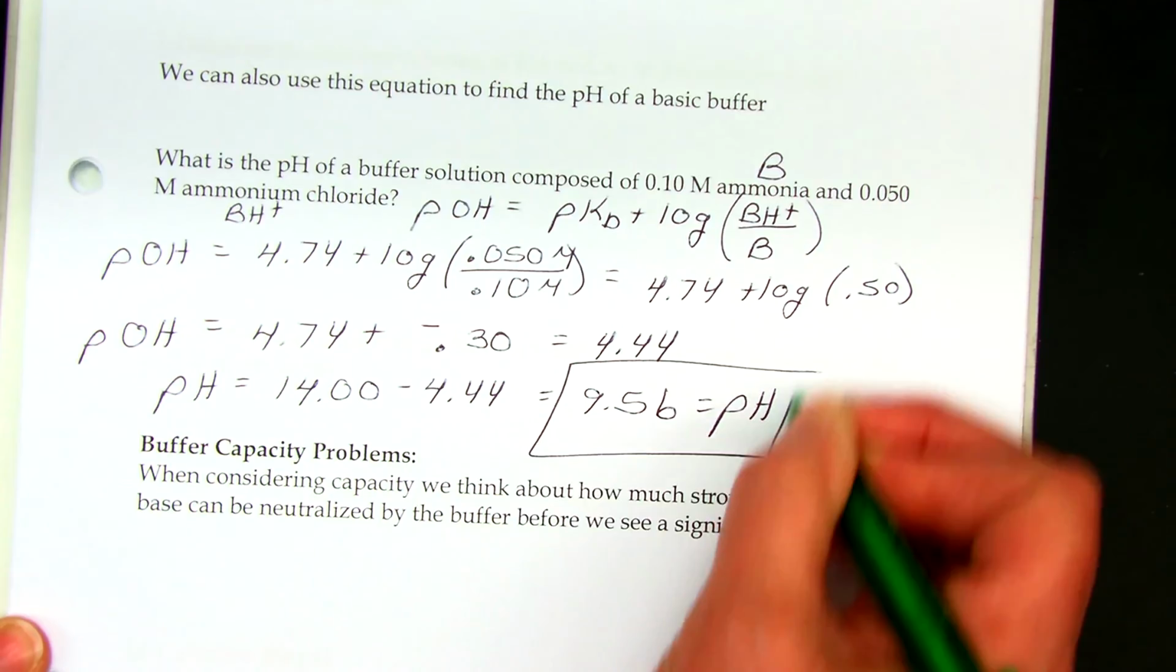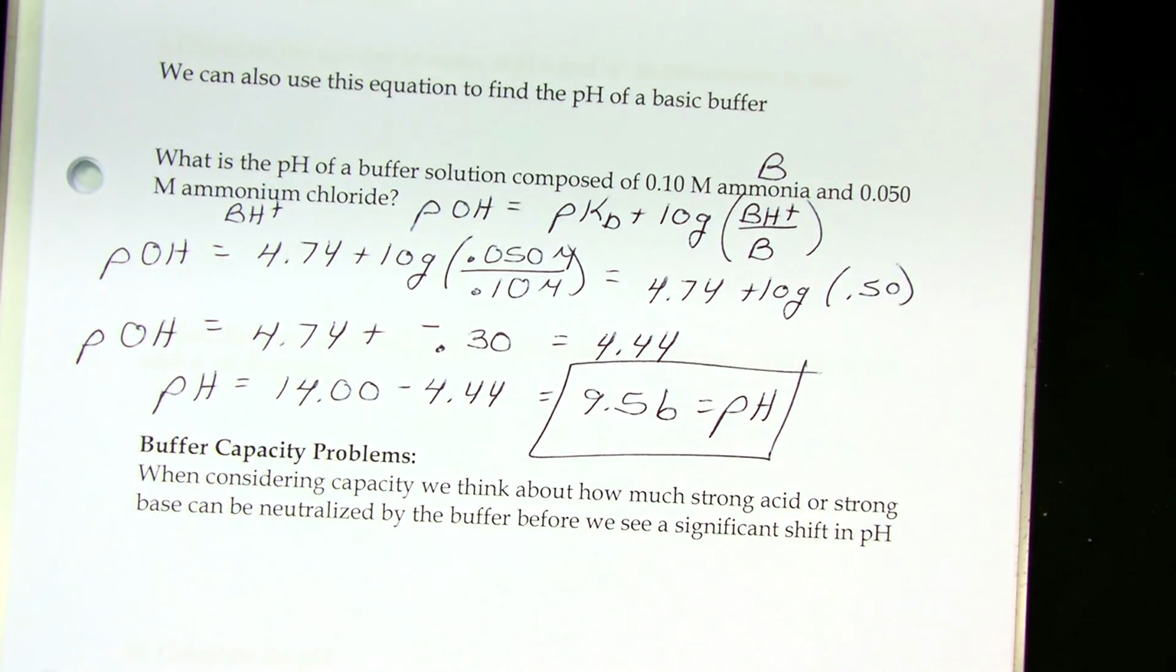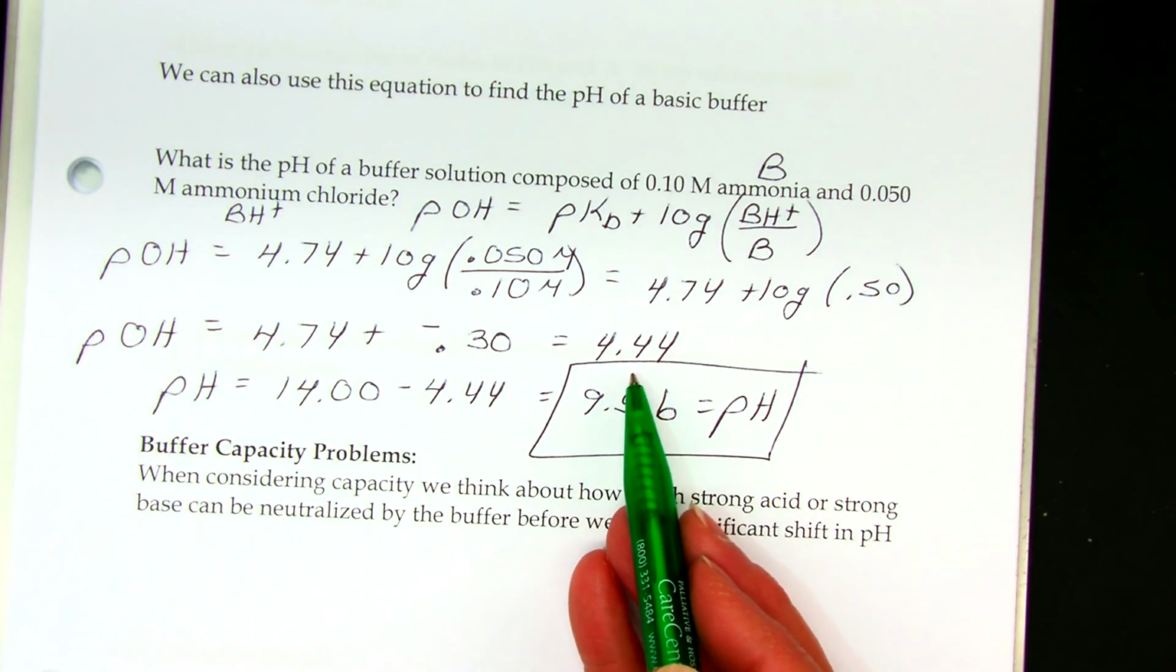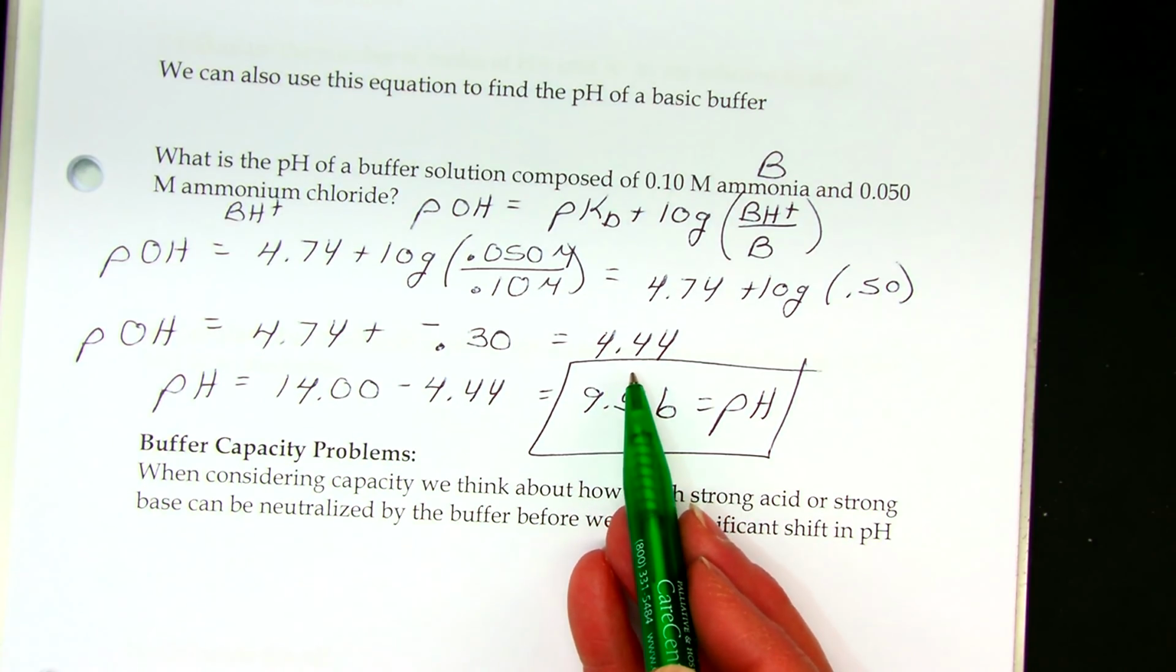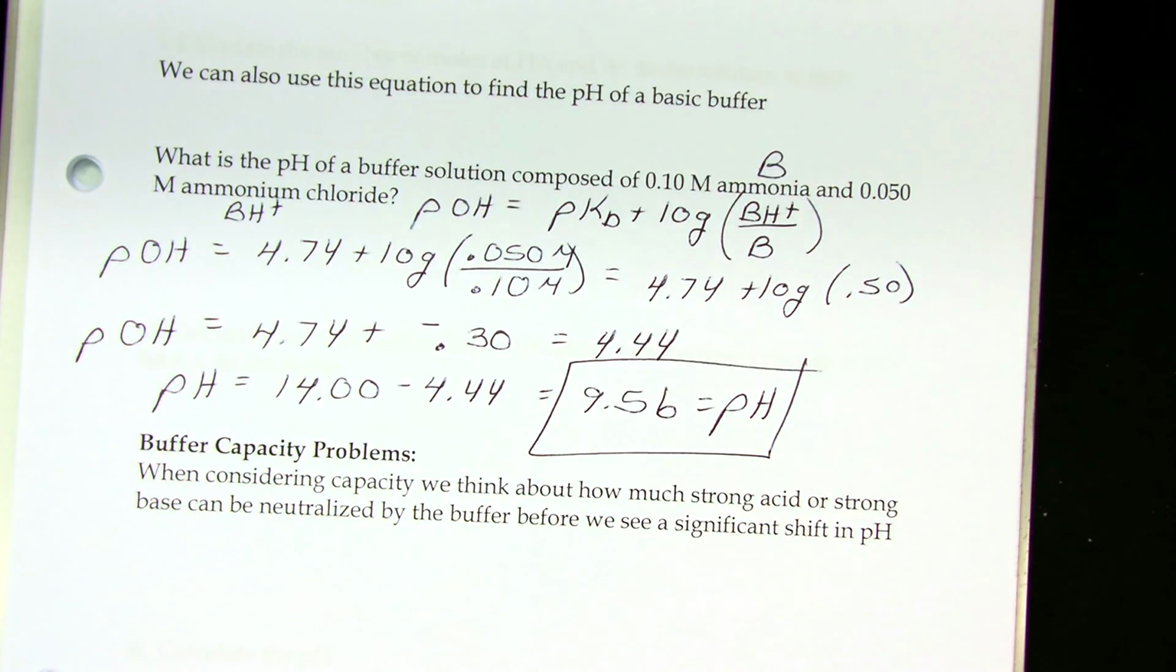And this is what you would expect because it's a base. You would expect the pH to be higher than 7. So we want to start thinking about what would I expect the pH to be before you do any math. And if your answer is 4.44 and you stop there, you better tell yourself something's wrong. This is a base. Goes back to thinking about what's in my beaker. Acids should be less than 7. Bases should be more than 7.